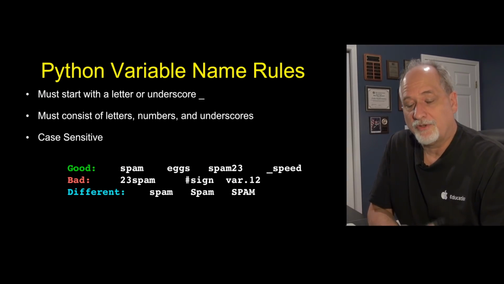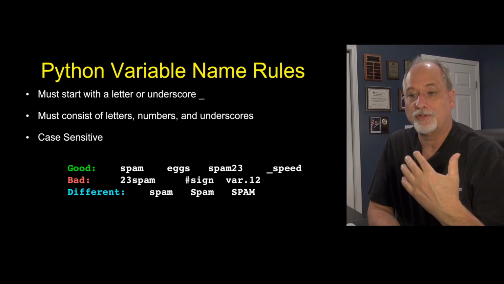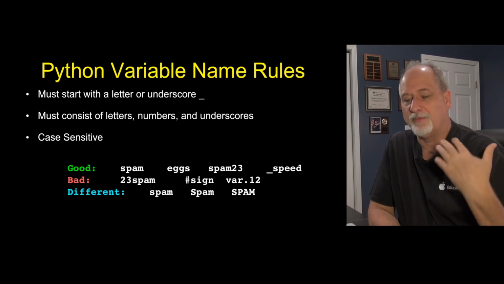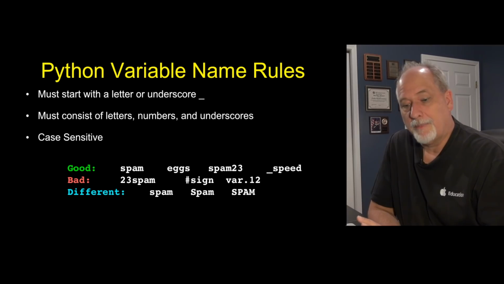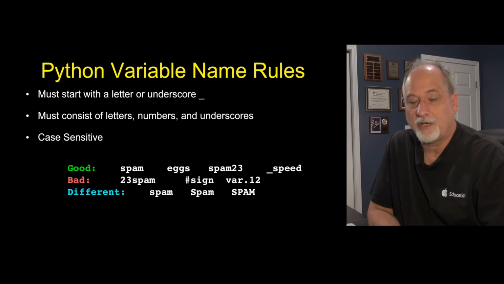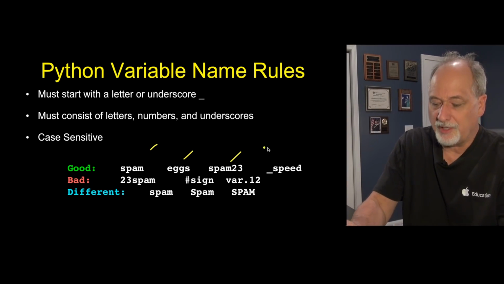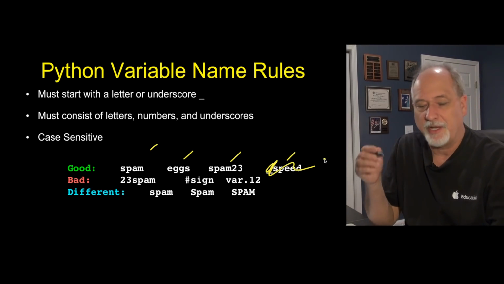Now, there are some rules for making variable names. You can start with a letter or an underscore. We tend not to, as normal programmers, use underscore. We tend to reserve those for variables that we use to communicate with Python itself. So when we're making up a variable, we tend not to use underscores as the first character. You can have letters and numbers and underscores after the first character, and they're case sensitive, but it's really a bad idea to use case as the only differentiator. So in this case, spam, eggs, spam23, and underscore speed are all totally legit. We would probably not use this one unless Python told us to use that variable.